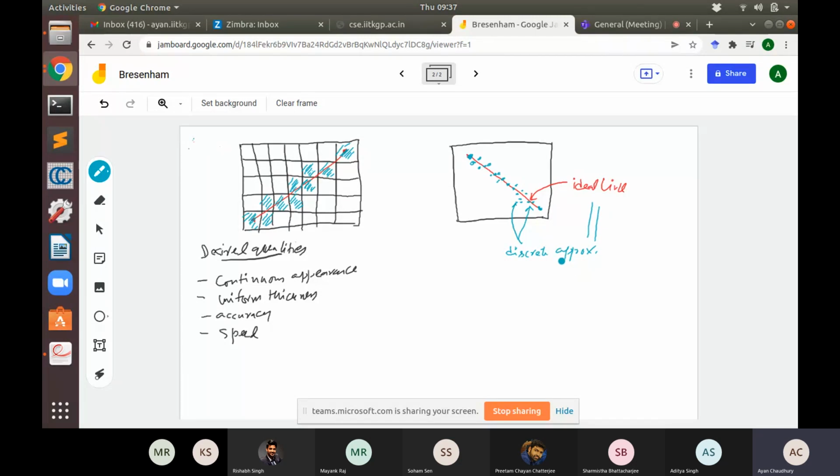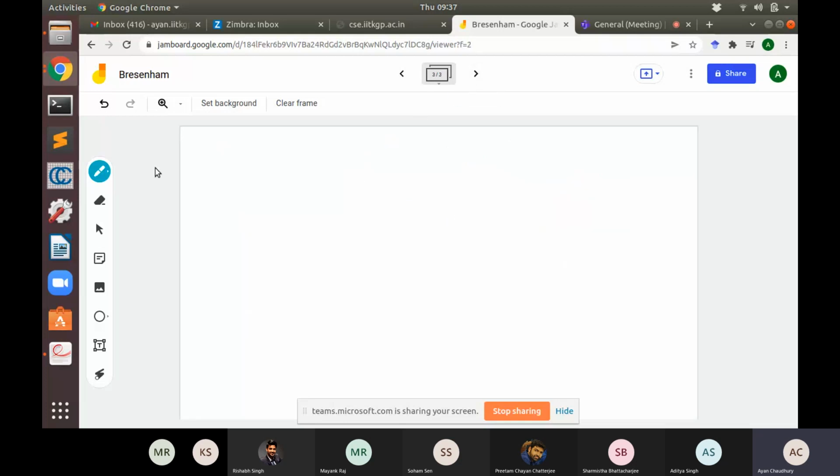Okay. So let's try to see what the problem is with this type of approach, a naive approach, and then we'll see what to do about it. Okay, let's take an example. We try to draw a line between points x1, y1, and x2, y2.